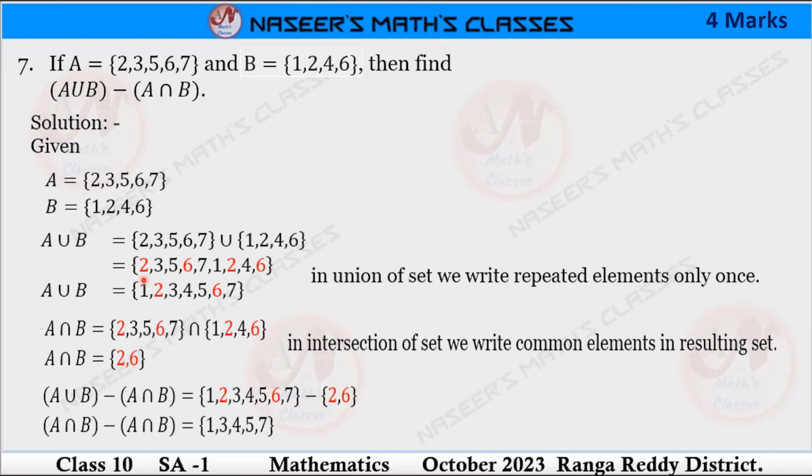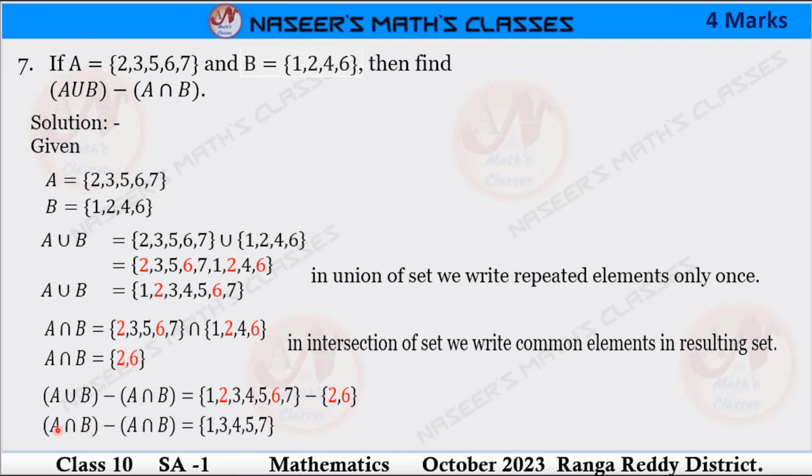In this set 2, 6 are the repeated elements. So in union we write repeated elements only once. So resulting set A union B is written as 1, 2, 3, 4, 5, 6, 7. Next we have to find the A intersection B. So it can be written as set 2, 3, 5, 6, 7 intersection set 1, 2, 4, 6. In intersection we write the repeated elements only once and remove all the other elements. Then we write A intersection B is equal to 2, 6.